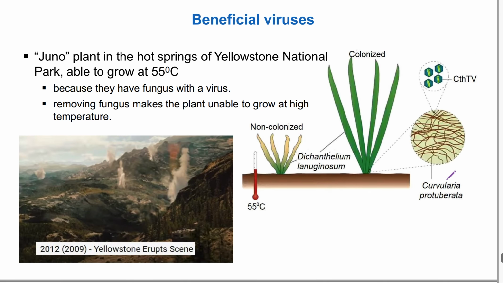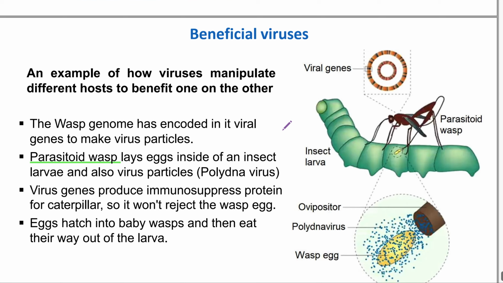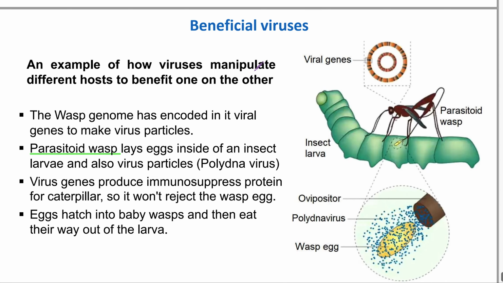Beneficial virus. So a plant in the hot springs of Yellowstone National Park is able to grow at 55 degrees centigrade temperature because it has a fungus with a virus. Removing the fungus with the virus makes the plant unable to grow at high temperature. Okay. And this is an example of how a virus manipulates different hosts to benefit one or the other.